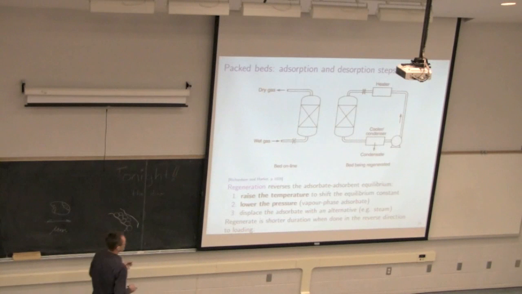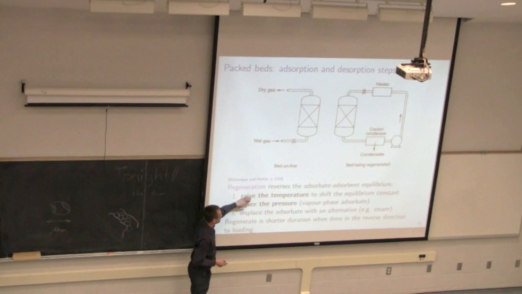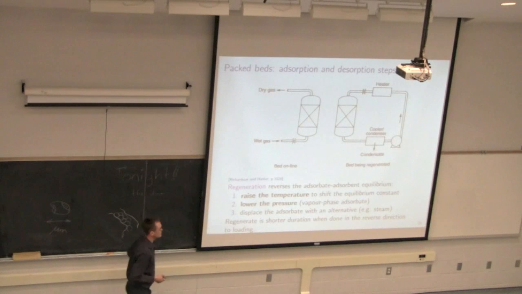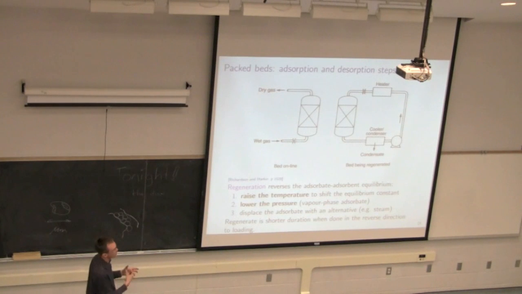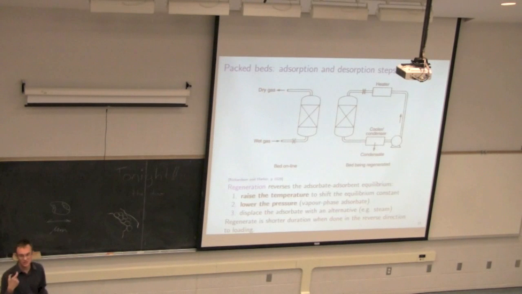Now, when we regenerate, we'll raise the temperature. That will be one way. And what that does is shift the equilibrium constant. We'll see why that's important. We can also lower the pressure in the system, so draw a vacuum. And that will desorb the material off the solid phase. So that's called pressure swing adsorption, because you pressurize the system and then you depressurize it to strip off the solid.